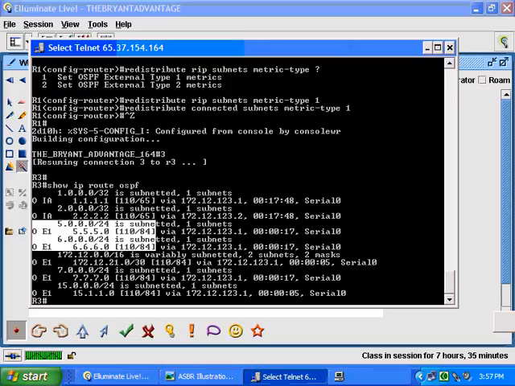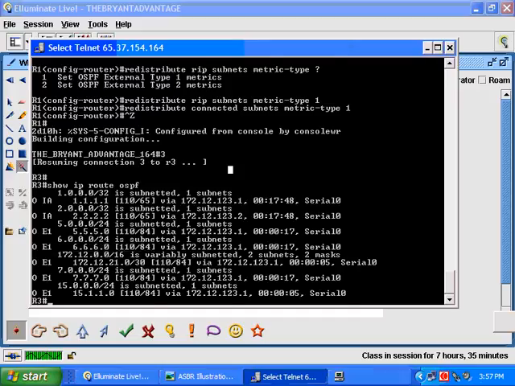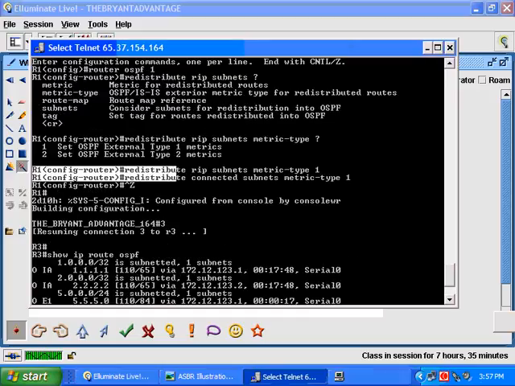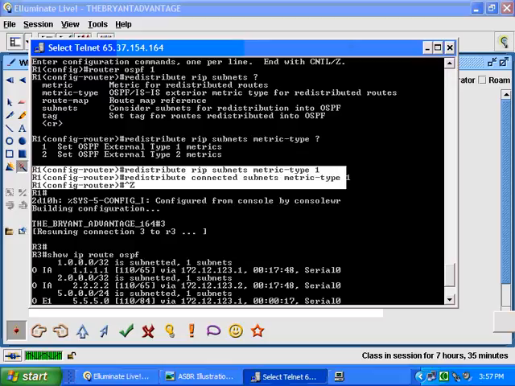That's because this E1 metric is showing us the cost of the entire path from router 3 to the external networks. It's a much more accurate metric, but it is not the default. But it's a good idea to know how to do that. And all we did was repeat the redistribute command with the metric type 1 on the end.